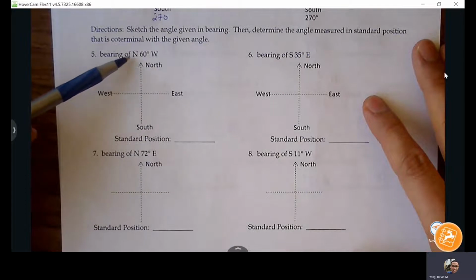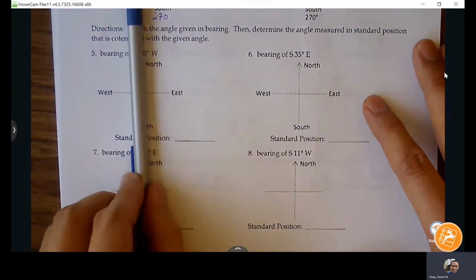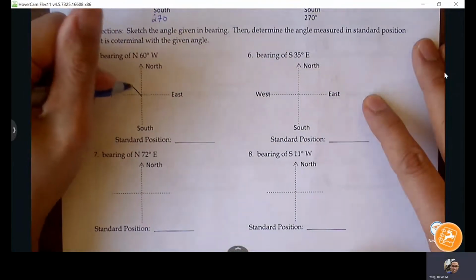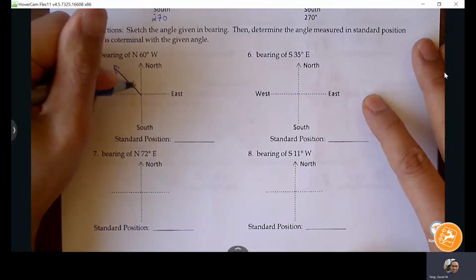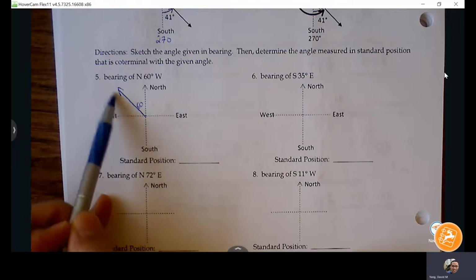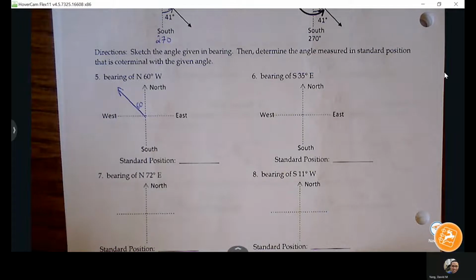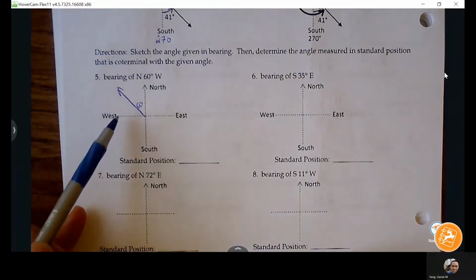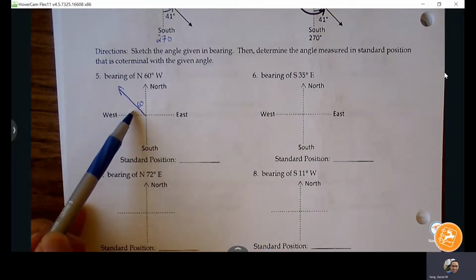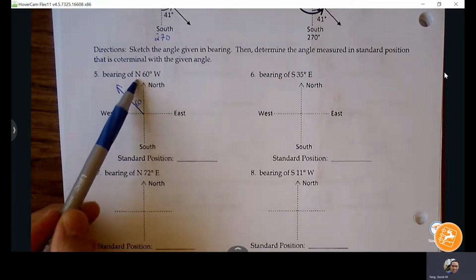Okay, bearing of north 60 degrees west. So that means we're starting here and we're going to move 60 degrees towards the west. So how can I find the true standard degree measure that's in the second quadrant? Yeah, so either you find this degree measure to be 30 and do 180 minus 30, or because they're starting from the north, I think it's easier to just do 90 plus 60.